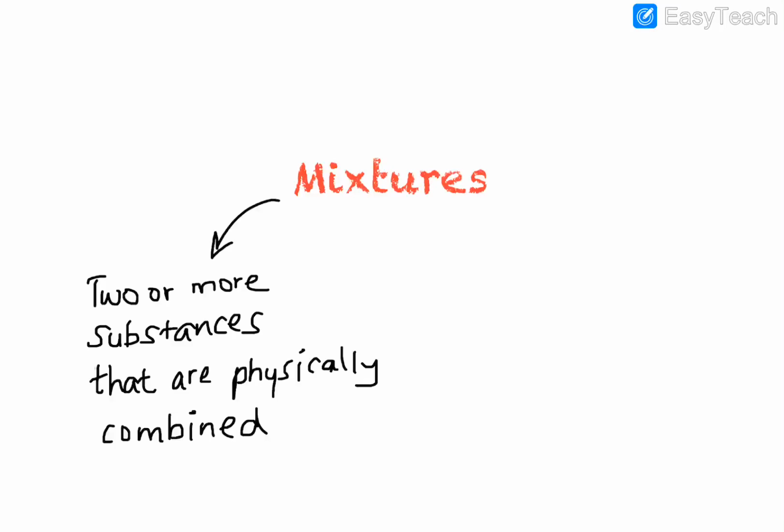So if you have salt and water, a mixture is formed. The mixture is a mixture of salt water. You don't have anything new. The salt is still there. The water is still there. So this is a mixture. We say that the substances are physically combined, which means that there is no chemical reaction between these substances.